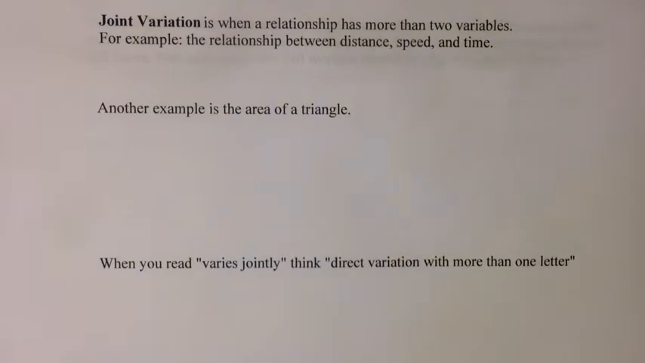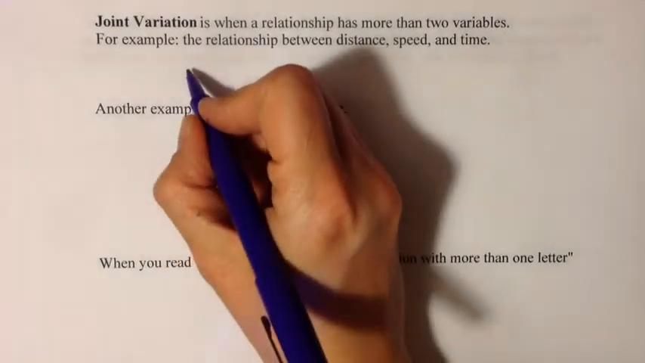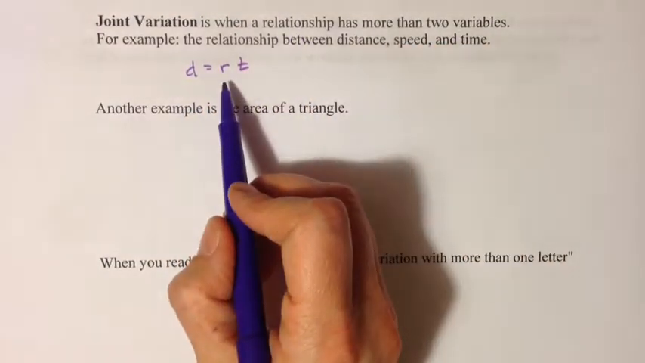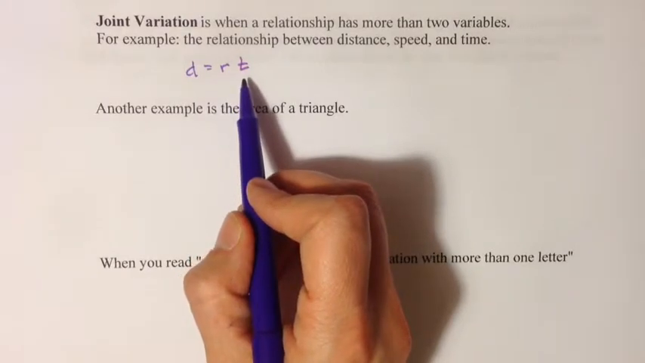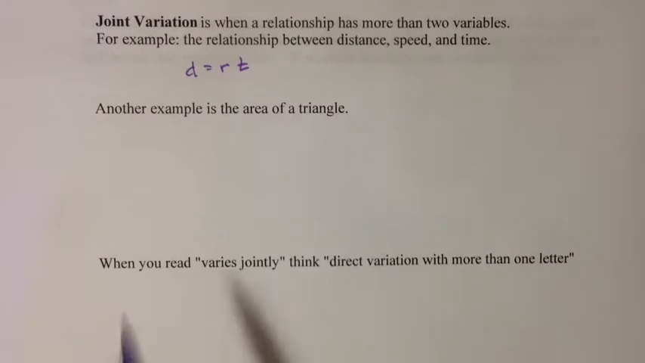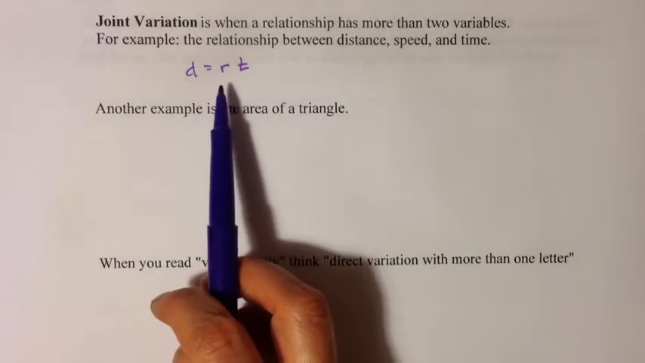The last kind of variation that we have is called joint variation, and this is when a relationship has more than two variables. For example, the relationship between distance, speed, and time. You probably know that distance equals rate times time, where rate is your speed, time is how long you've been going that speed, and distance is how far you've traveled. We could say distance varies jointly as rate and time.